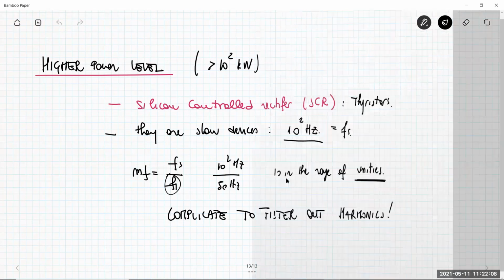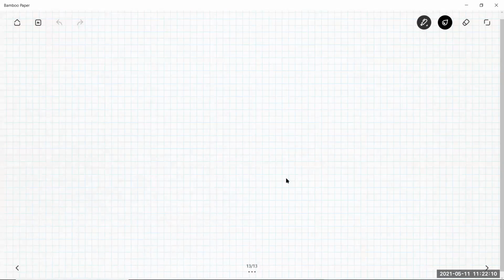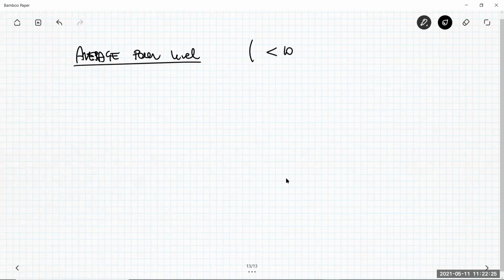Let me move to the average power level. This means, let's say, hundreds of kilowatts, so less than hundreds of kilowatts up to, I don't know, units of kilowatts.